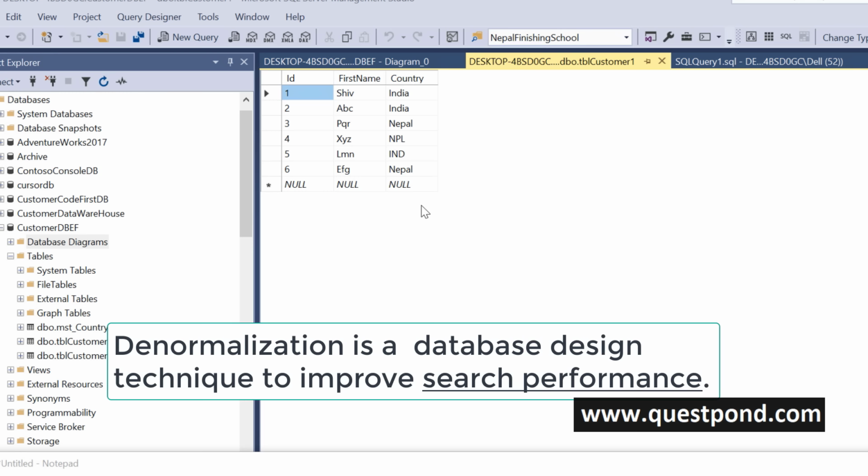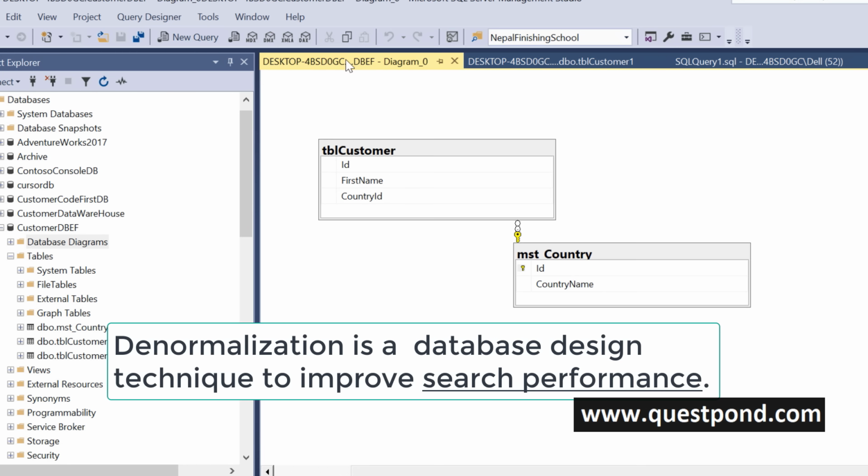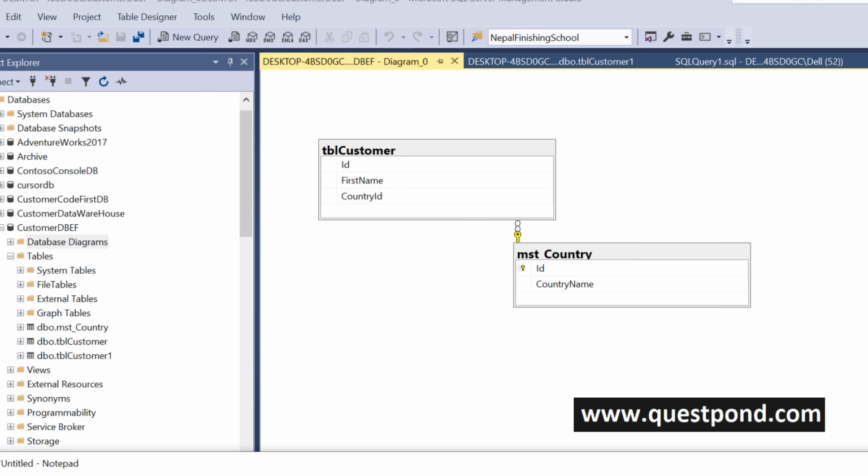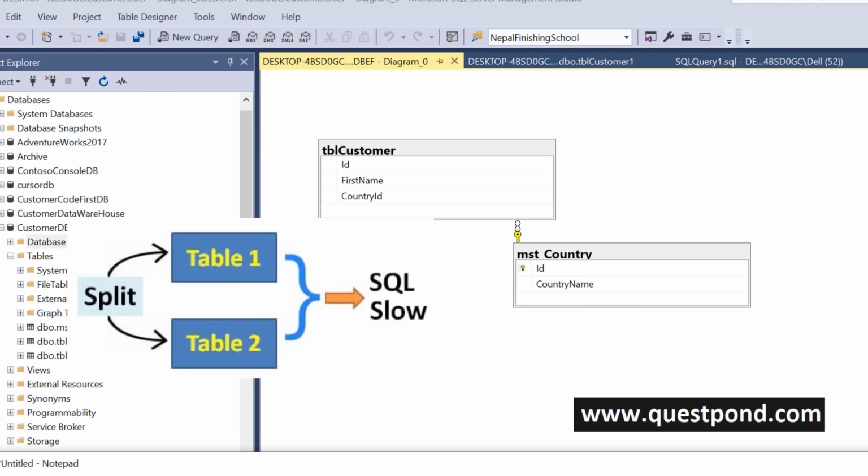to improve search performance. So in normalization, what do we do? We split tables into transaction tables and reference tables or master tables to reduce redundancy. Now, due to splitting of these tables, data has to be fetched from multiple tables. I repeat this: because in normalization we split data into separate tables to remove redundancy, we have to fetch data from multiple tables. So the SQL query can become very slow.